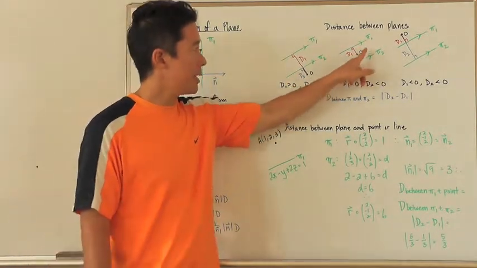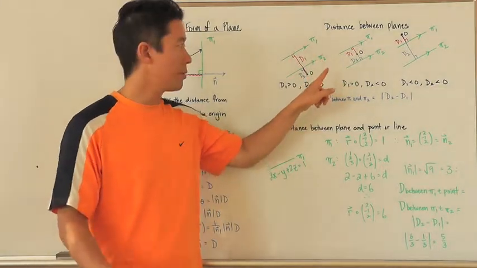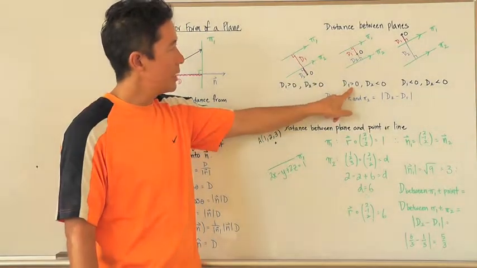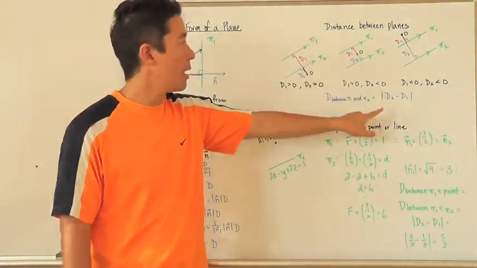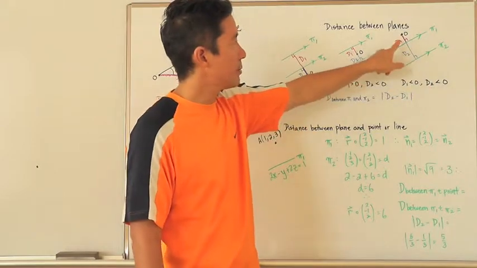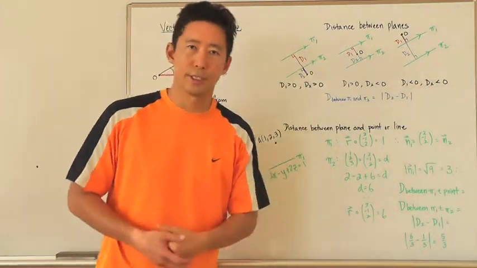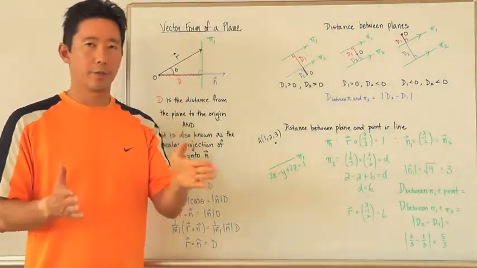Now, in this particular case over here, notice the situation changes because the origin now is between both of the planes. And so therefore we're going to say that d sub 1 is going to be greater than 0 and d sub 2 is actually going to be less than 0. In this case over here, notice that both planes are below the origin and therefore the directed distances are both less than 0.